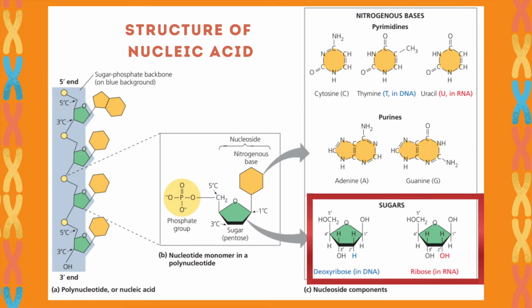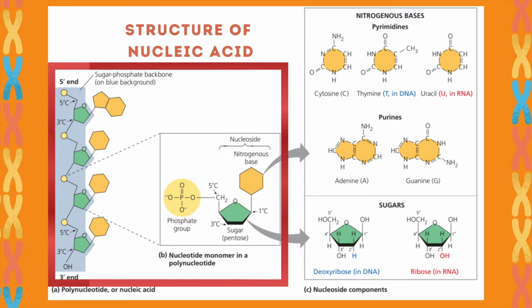Next, we examine the 5-carbon sugar. The carbon atoms of the sugar molecule are numbered as 1, 2, 3, 4, and 5. The single apostrophe alongside these numbers is read as prime. In RNA, the sugar is ribose with a hydroxyl group on its second carbon, while in DNA, the sugar is deoxyribose with only a hydrogen on carbon number 2, hence the term deoxy, meaning no oxygen is attached to it.